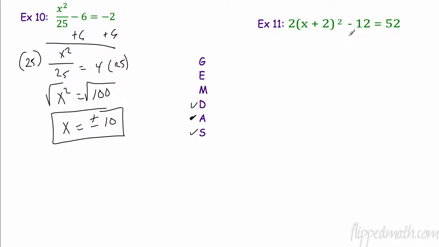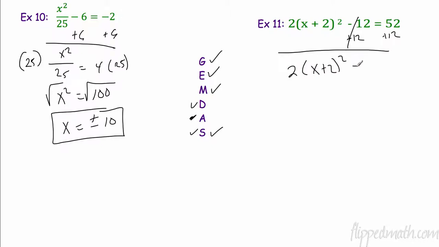Over here we have a ton. We have minus 12. We have multiply by 2. We have grouping. We have exponents. So let's start with subtraction. The opposite of minus 12 is plus 12. So what's left over here? I have 2 times the quantity x plus 2 squared equals 64. Divide both sides by 2. X plus 2 squared equals 32.